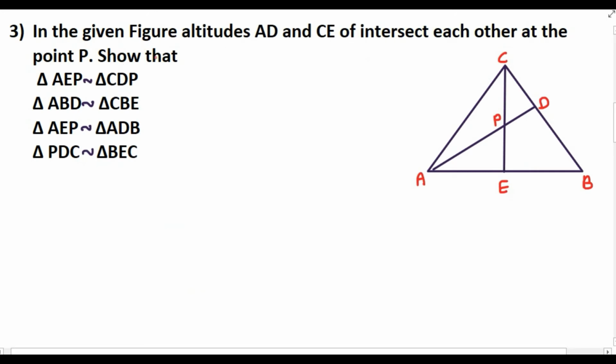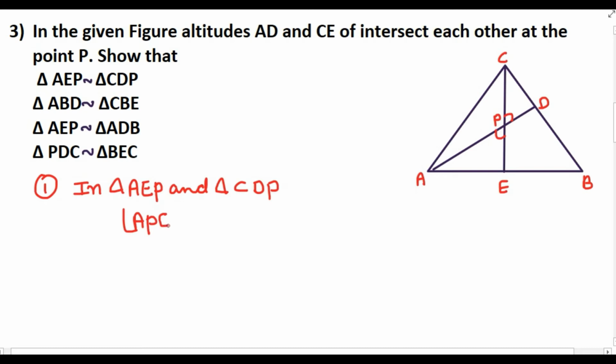So next, in the given figure, altitudes AD and CE intersect each other at the point P. We need to show that triangle AEP is similar to triangle CDP. So first, we have to take those two triangles. In triangle AEP and triangle CDP, we can see that these two are vertically opposite angles. So I can write angle APE equal to angle CPD, it is a vertically opposite angle.